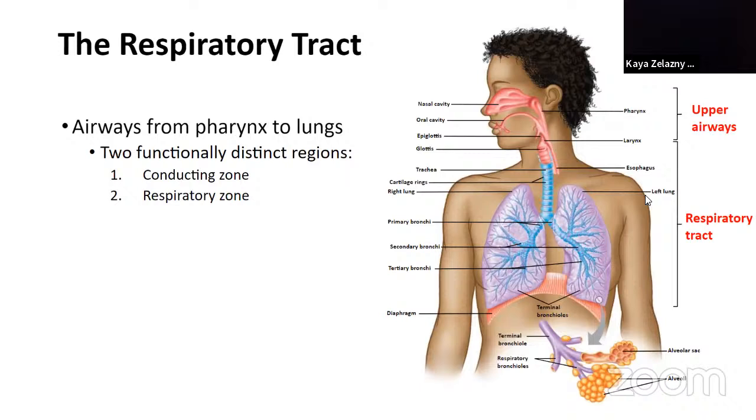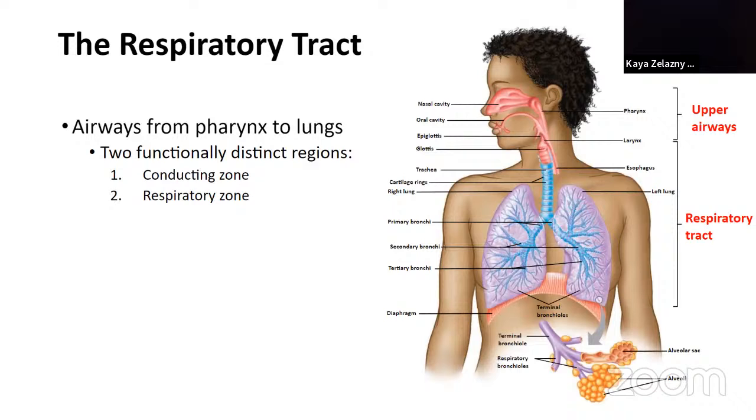So our focus for lecture is going to be on the respiratory tract rather than the upper airways. We're going to focus on the functional differences. We're going to have two regions that we think about called the conducting zone and the respiratory zone. They're both part of the respiratory tract. The tract is just like a pathway. So you have to go through both of these zones to get air all the way down into the lung.